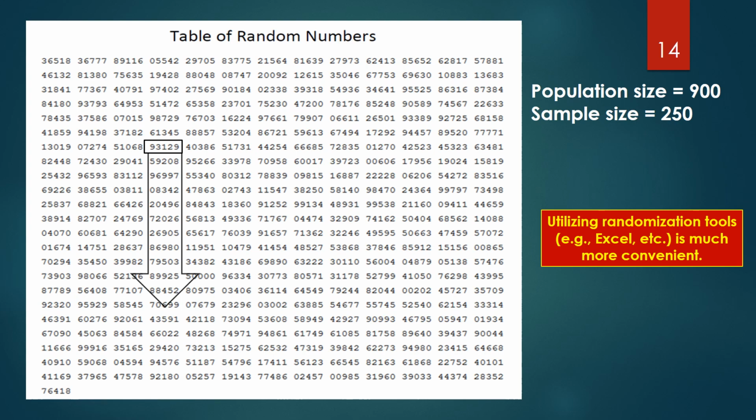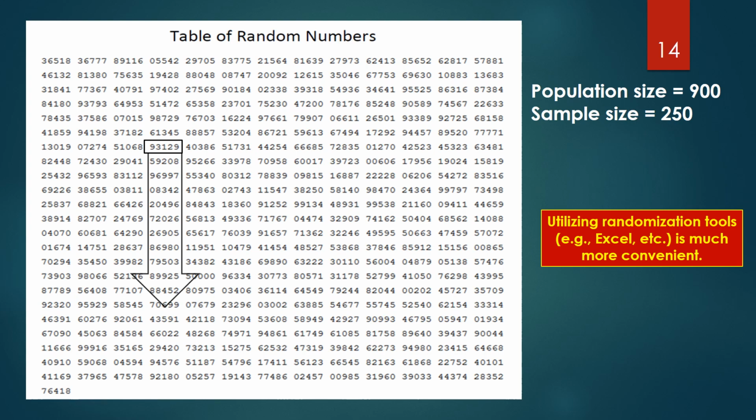Let's assume we want a sample size of 250 from a population of 900. We would just point to any number on the table to choose a starting point for the random sample. For example, the number in the box 93129. Since we have 3 digits in the population unit number, we will start from the right-hand side of the number chosen to start our random sample and read the last 3 digits. In this example, 129. That will be the first unit number in our sample of 250.